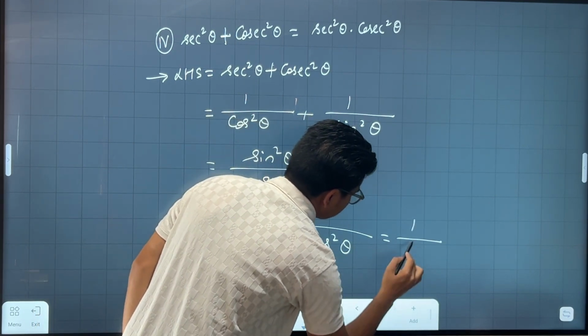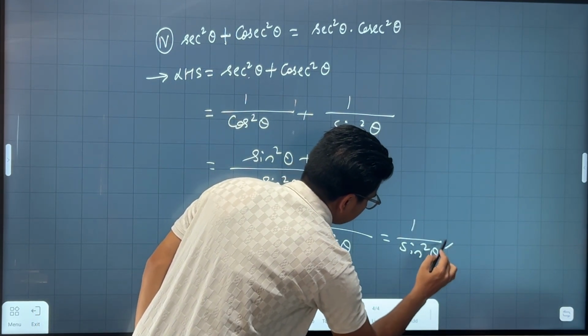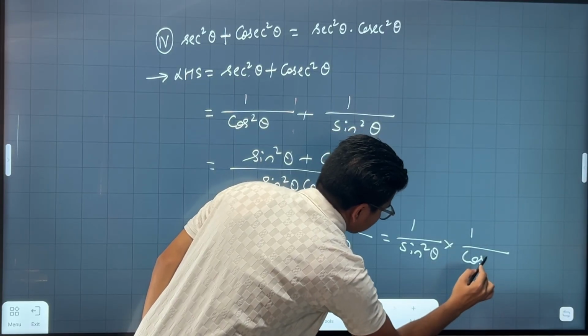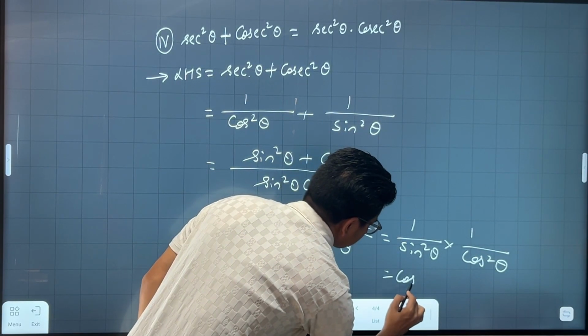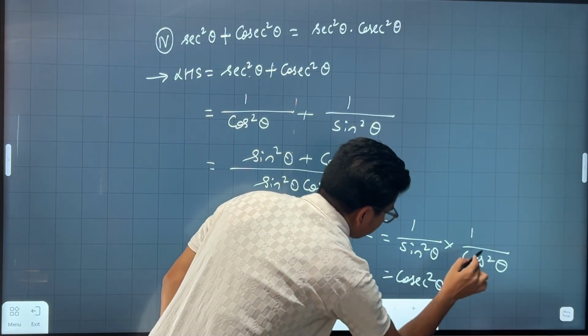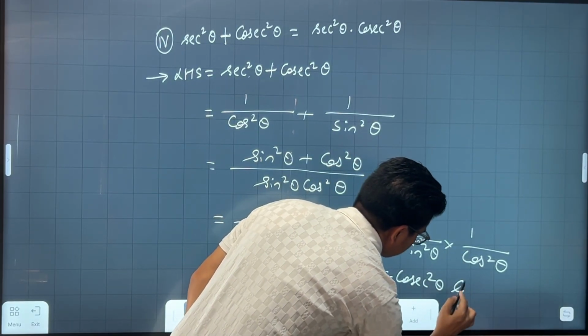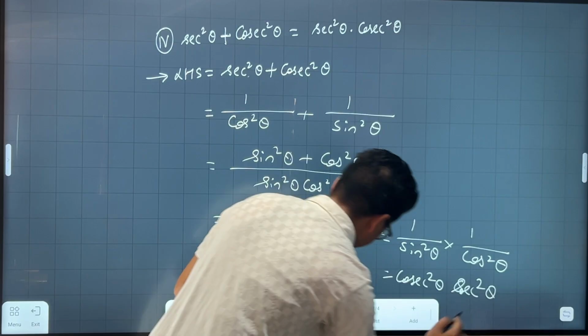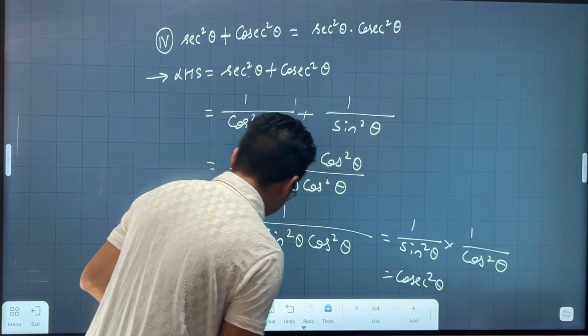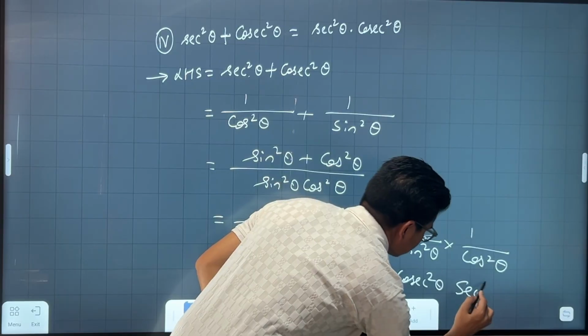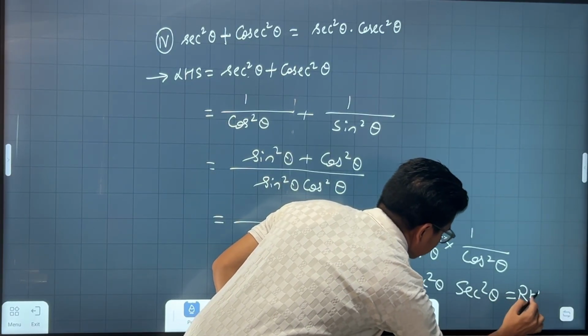This can be written as 1 divided by sine square theta into 1 divided by cos square theta. 1 divided by sine square theta is what? Cosec square theta. And then 1 upon cos square is sec square theta, right? Sec square theta. So this is the right hand side, hence proved.